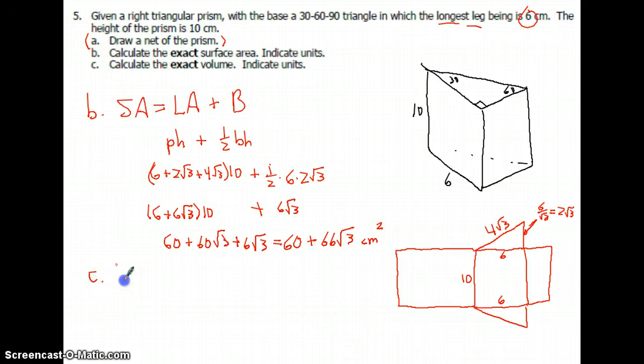Exact volume. It's going to be easier. Area of the base times the height. Area of the base I've already done. It's that. I guess I didn't need to draw a box around it, but now you know what I'm talking about. That's the 6 square root 3 times the height of the prism, which is 10. So this is just 60 square root 3, which is also part of the lateral area, but that's just sort of a coincidence. And this would be cubic centimeters.